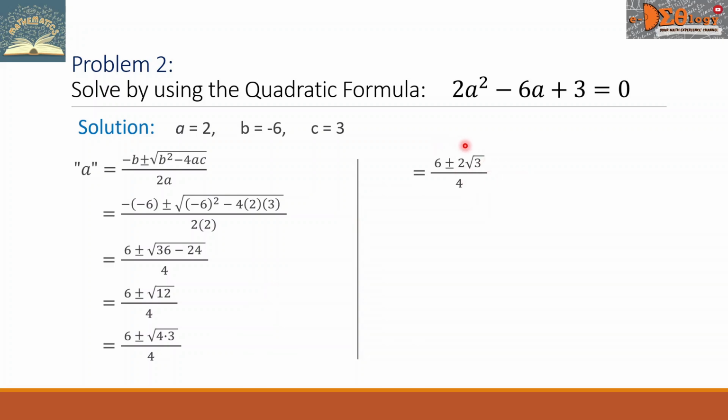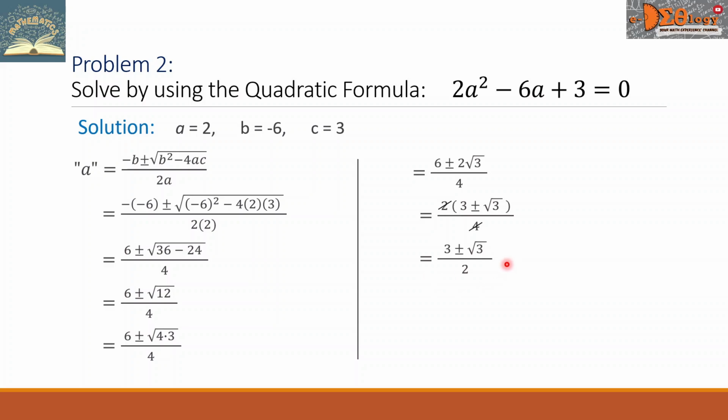Note that in the numerator, there is a common factor, and that is the number 2. We factor it out, then multiplied by 3 plus or minus the square root of 3, all over 4. Then we can cancel this number 2, it becomes 1, and the number 4 becomes 2. So we have 3 plus or minus the square root of 3 all over 2.